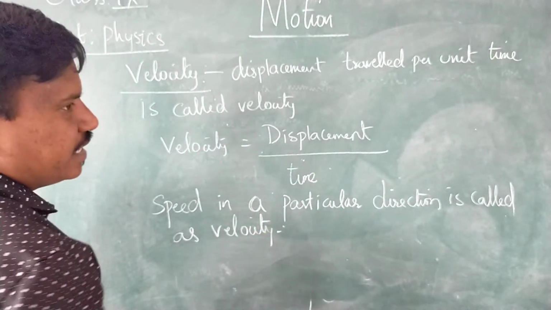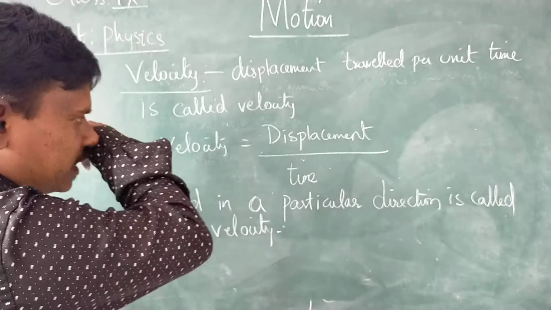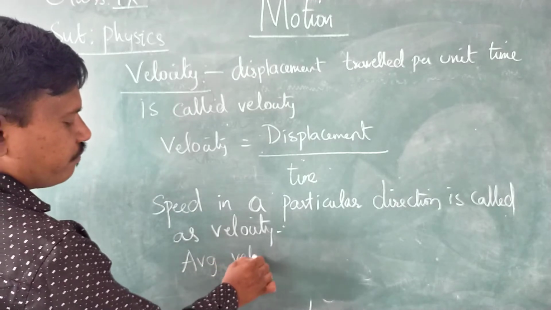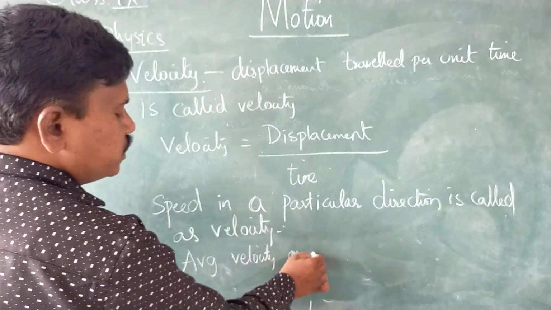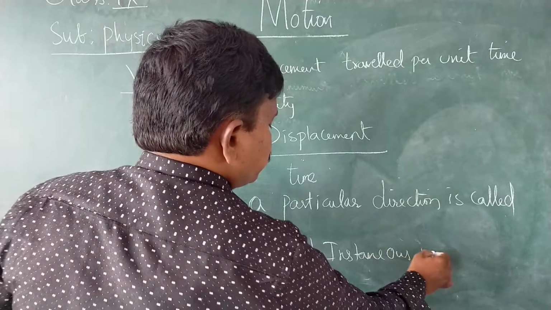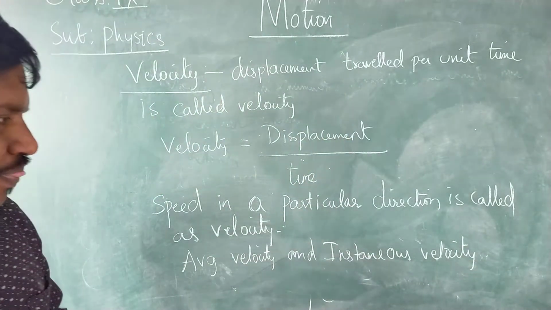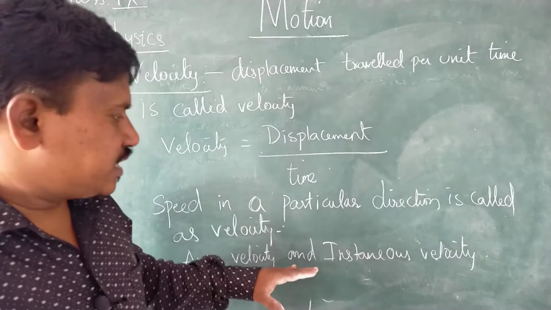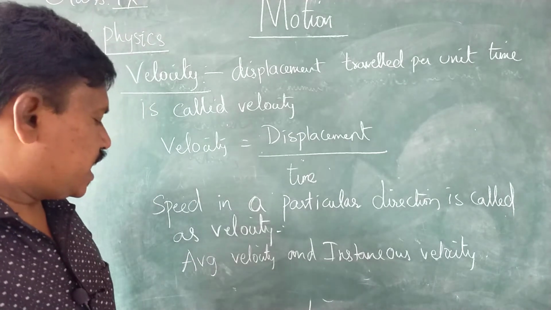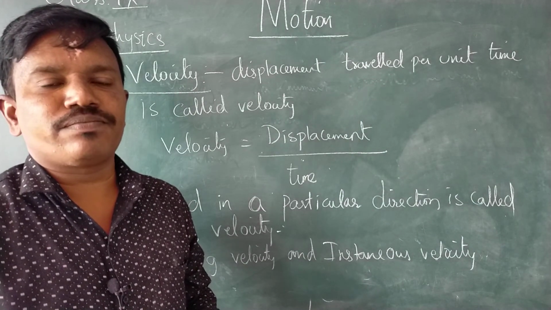In the same way as speed is divided into two types, velocity is also divided into two types: average velocity and instantaneous velocity. The same way we defined instantaneous speed and average speed, we will define instantaneous velocity and average velocity. The remaining we will learn in the next class. Okay, thank you.